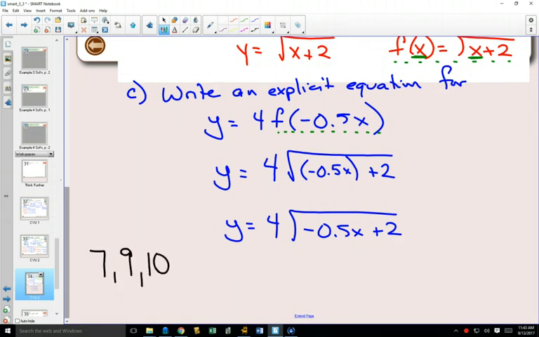Questions 7, 9, and 10: just like last time, I am going to do the last example, and then we'll work on both of these sets at the same time.